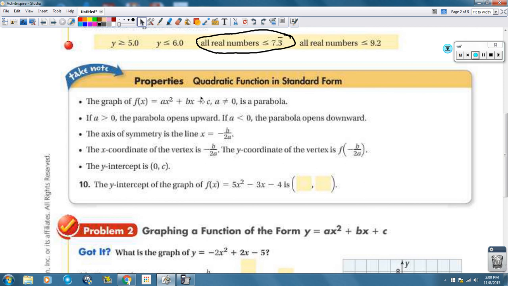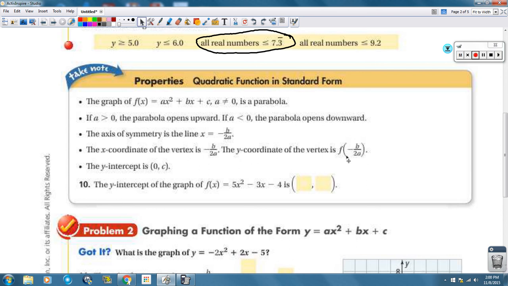Okay, so here are things you need to know about a quadratic. The graph of f of x equals ax squared plus bx plus c, a is not 0, is a parabola. If a is greater than 0, or positive, it opens up. If a is less than 0, it opens down. The axis of symmetry is the line x equals negative b over 2a. Now, these letters a, b, and c are all coming from this equation, and we're going to see us use that later. The x-coordinate of the vertex is negative b over 2a.